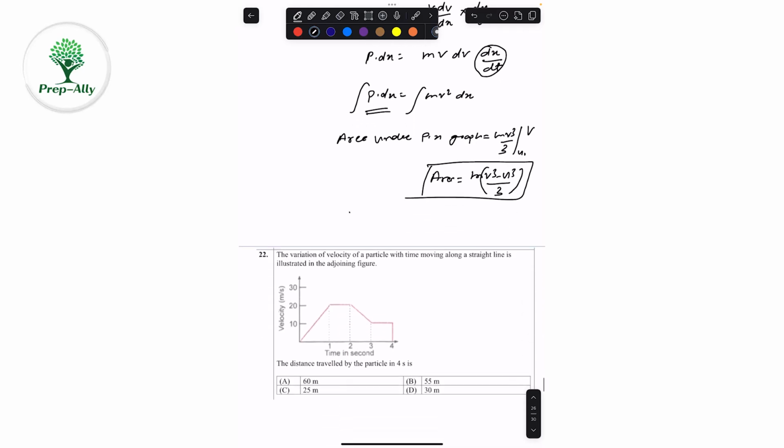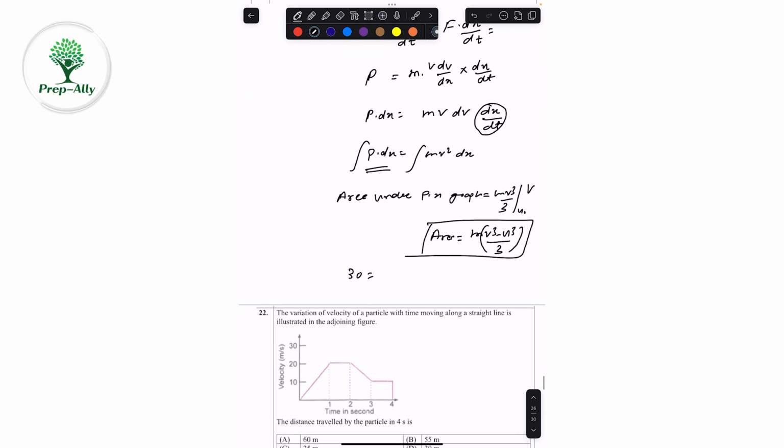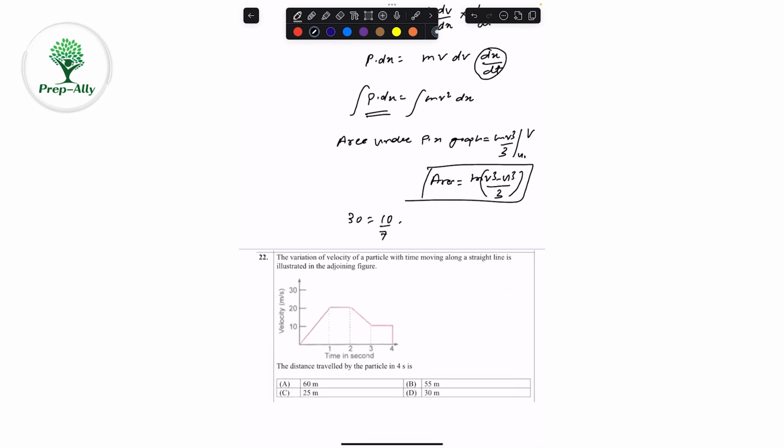What we can say is 30 is equal to m, which is 10 by 7, into v cube, that is the final velocity, minus 1 cube, which is initial velocity, divided by 3. So from here this is gone, this will go there. We will have v cube is equal to 21 into 3 and then plus 1. Cube root of it will be equal to v. So we got 21 into 3 is 63, plus 1 is 64. 64's cube root is equal to 4.